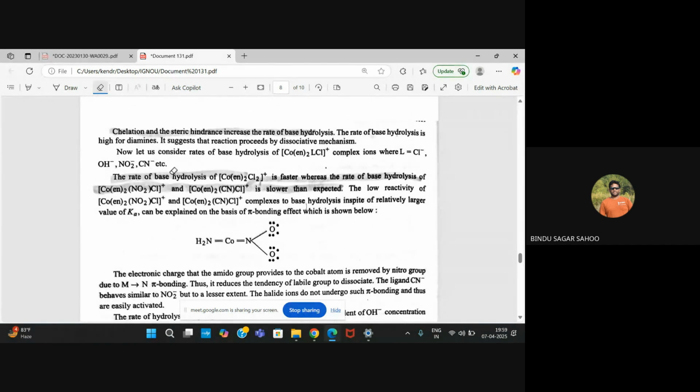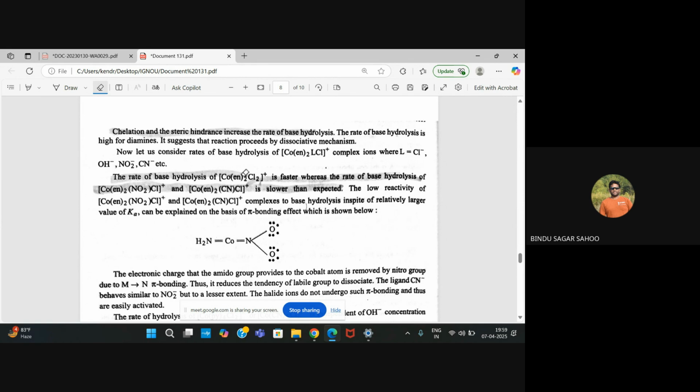We can also see here an example of some complexes. If you compare the rate of base hydrolysis, cobalt en2Cl2 plus is faster, whereas the rate of base hydrolysis of cobalt en2NO2Cl or en2CNCl will be slower than this one. So this complex shows faster base hydrolysis, and these two complexes show base hydrolysis at a slower rate. What is the reason behind that?